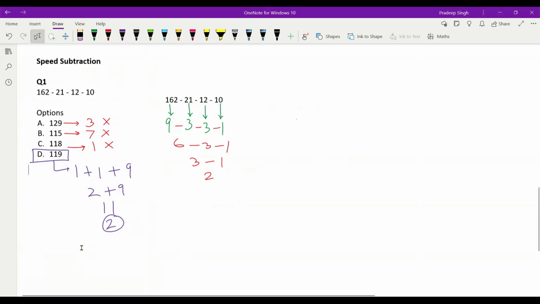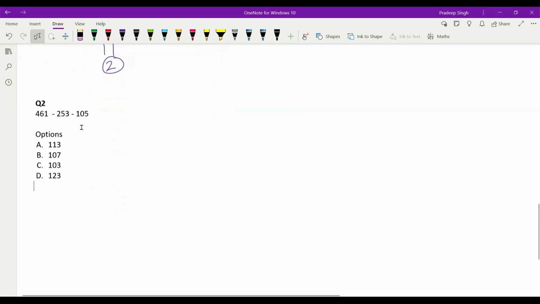I hope you have understood the logic. All we have done is find the digit sums of all the numbers, and then we use the original operators. By operators, we mean here minus signs. Now let's solve another question based on the same principle.